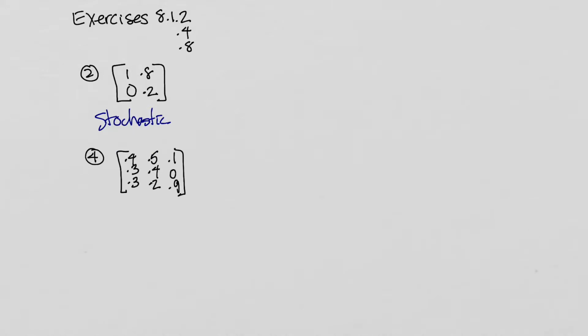Problem number 4 asks us the same thing for this 3 by 3 matrix. Is it or is it not stochastic? Let's look at each condition here. So as I look through this matrix, I see that all the elements here are between 0 and 1 inclusive. Everything's between 0 and 1, so that condition holds.